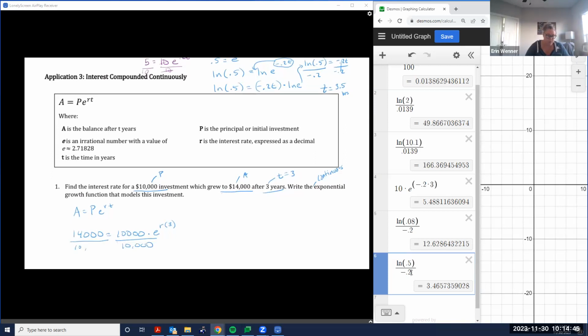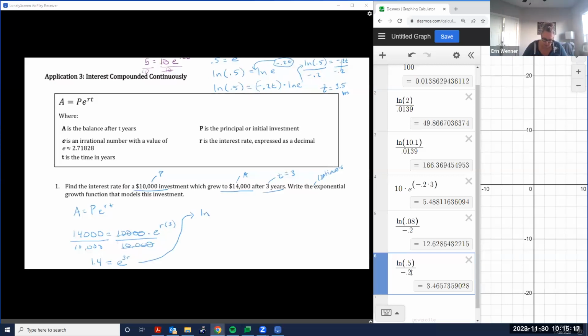Okay, 14,000 divided by 10,000, that is going to be 1.4. And you can write it as R3 or 3R, right? I prefer to write the number in front of my variable. Again, because of the rules of multiplication, they're equivalent. Now that we're down to this equation, we are again going to take the natural log of both sides. Like I said, we're just going to keep doing those same steps every single time.